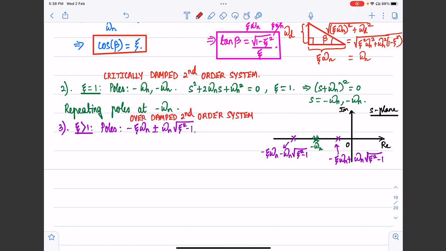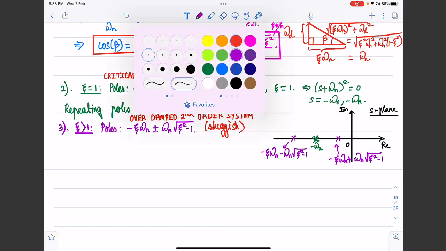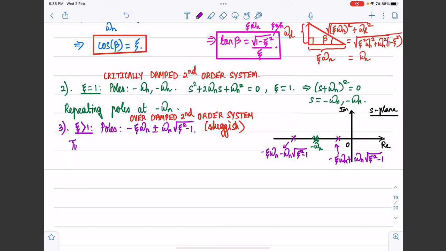We will shortly see that the response of such systems is going to be sluggish. It's going to be pretty slow in response. The main feature is that they have two distinct poles on the negative real axis. So this is the third class, the overdamped second order system.